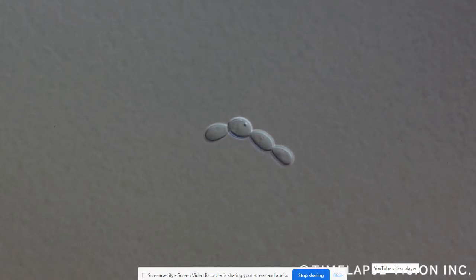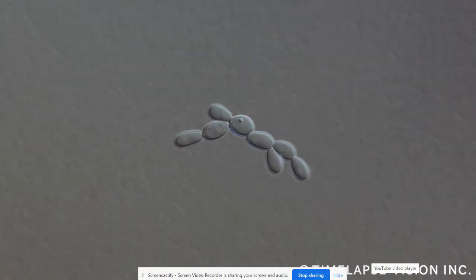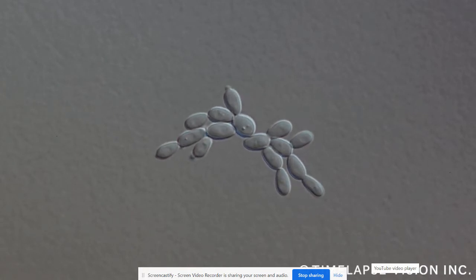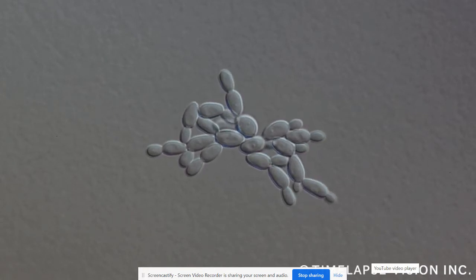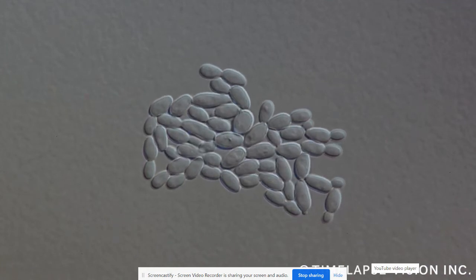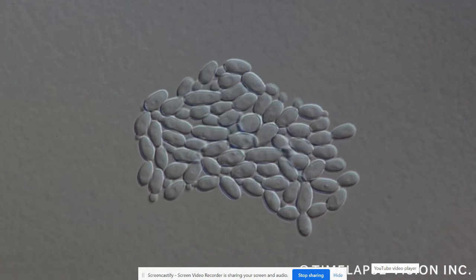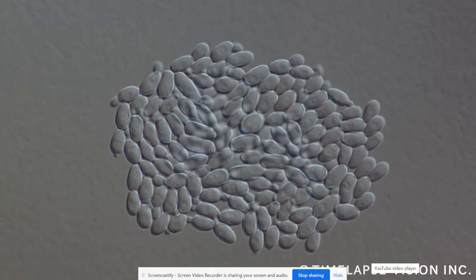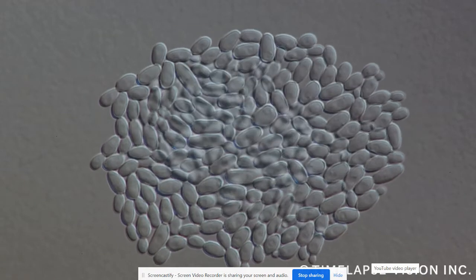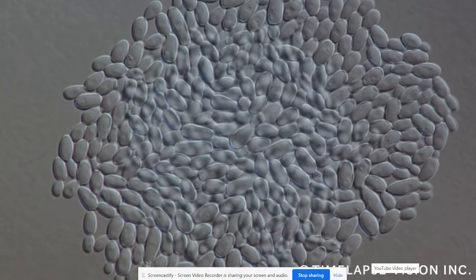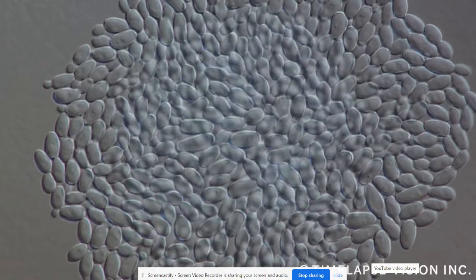When mitosis is used for reproduction like this, where one cell becomes two, and this is the asexual reproduction of the organism, it's often called binary fission. It's the same process, essentially, right? The nucleus has to divide. You got to get the DNA split up into both cells. So it's still mitosis, but it gets a special name. It's called binary fission. And again, these are yeast cells. Yeast are a type of fungus.